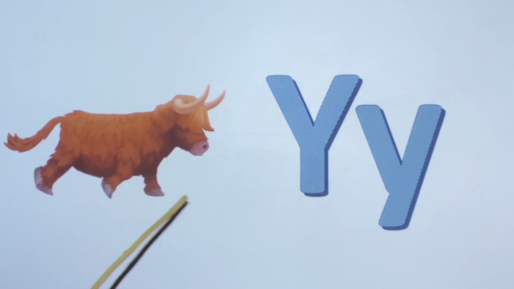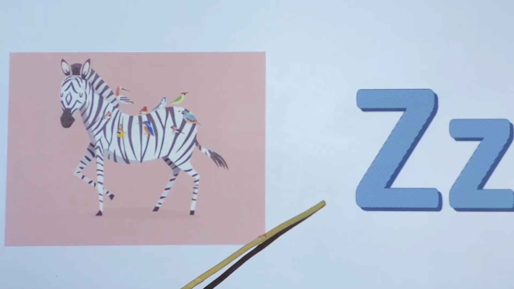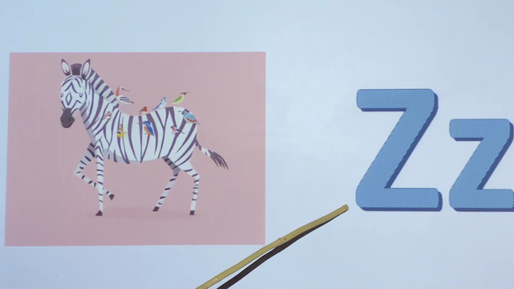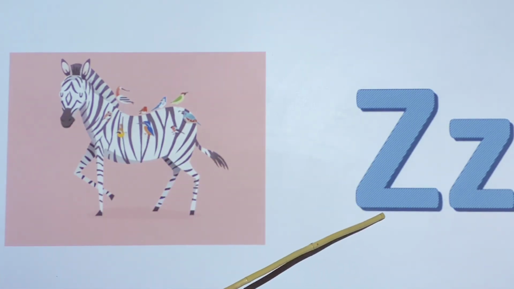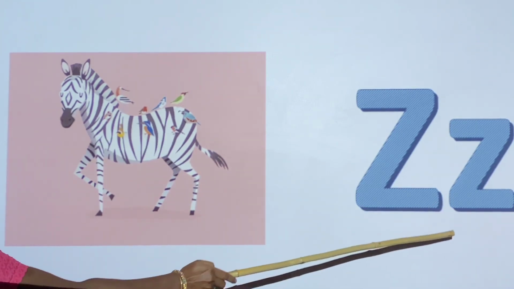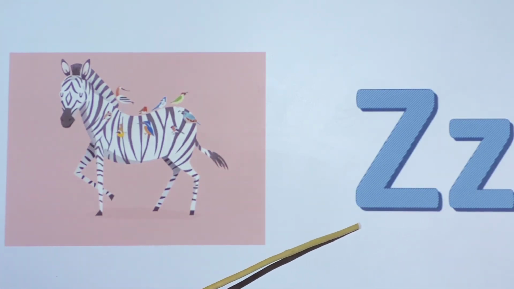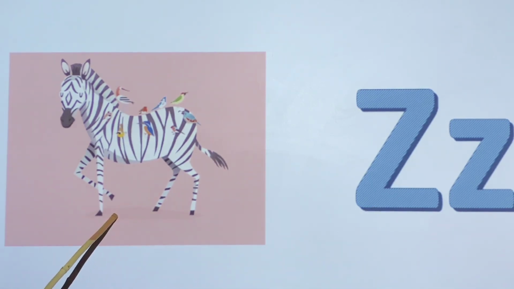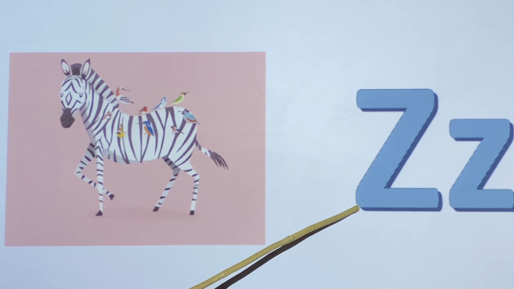Next one. And Y after, what is the last letter? Z. This is zebra. Very good. Capital Z, small z. That is Z for zebra. Repeat with me. Z for zebra.